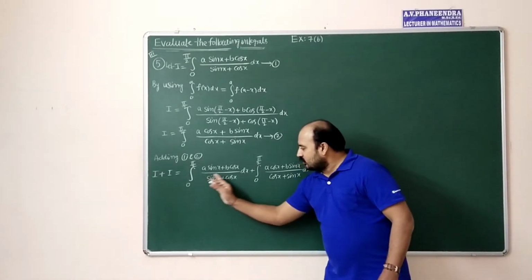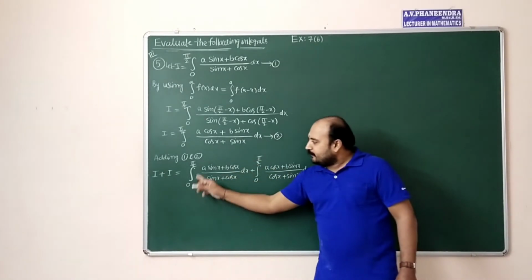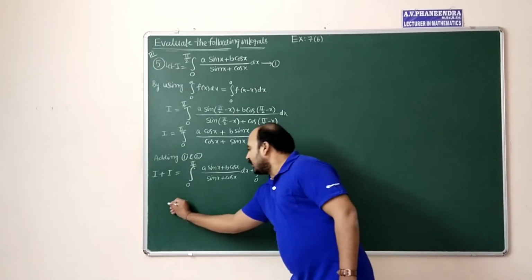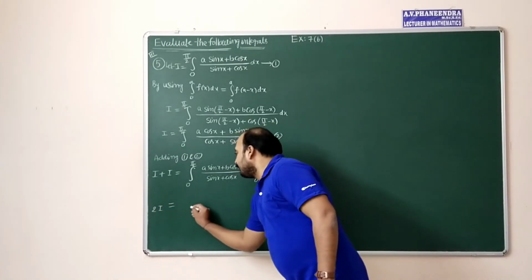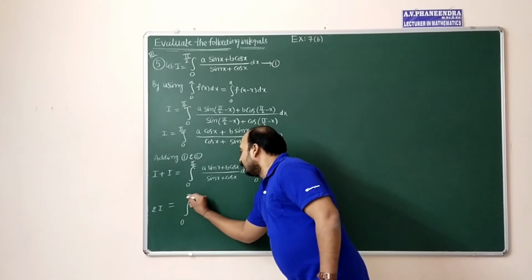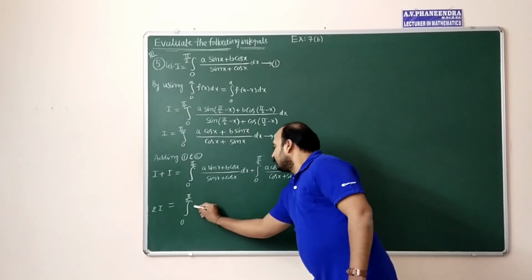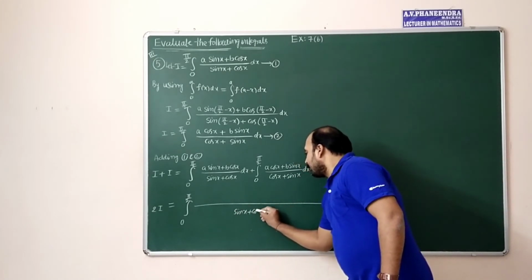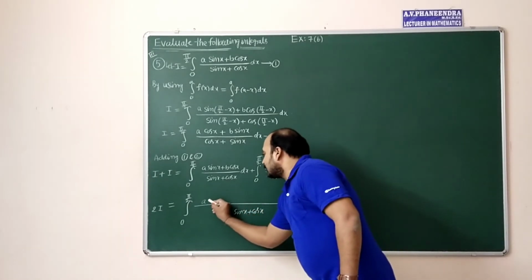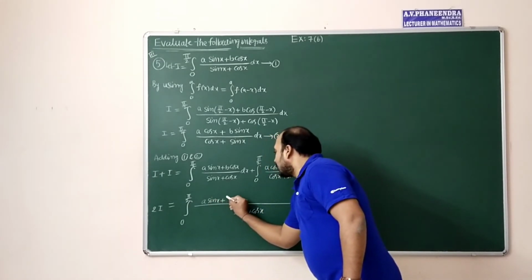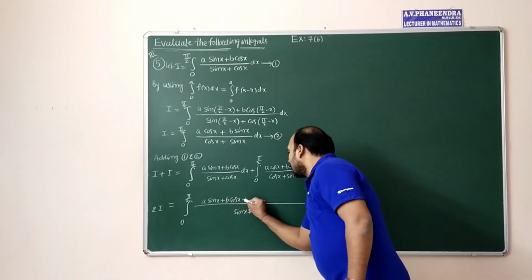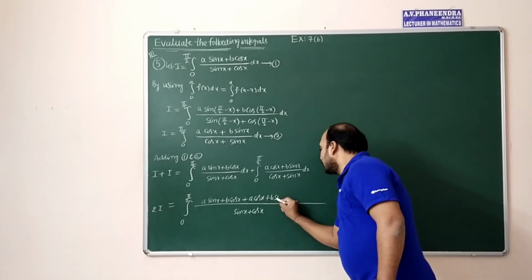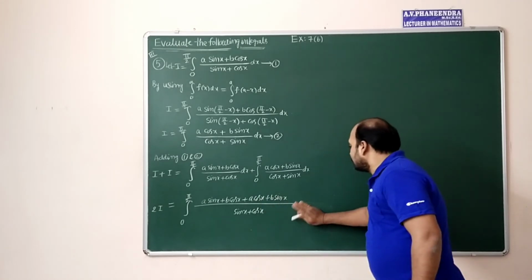We observe that in both the integrals, both limits are same and denominators are also same. You can add the numerators. So integral I plus I is 2I, integral 0 to pi by 2. The denominator is sin x plus cos x. A sin x plus b cos x plus a cos x plus b sin x into dx.